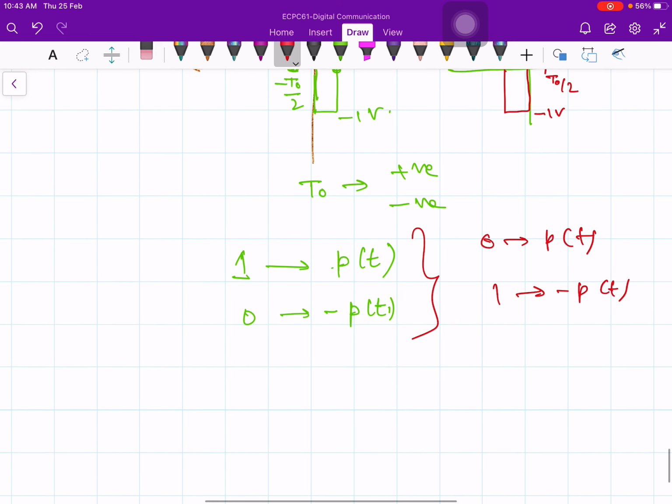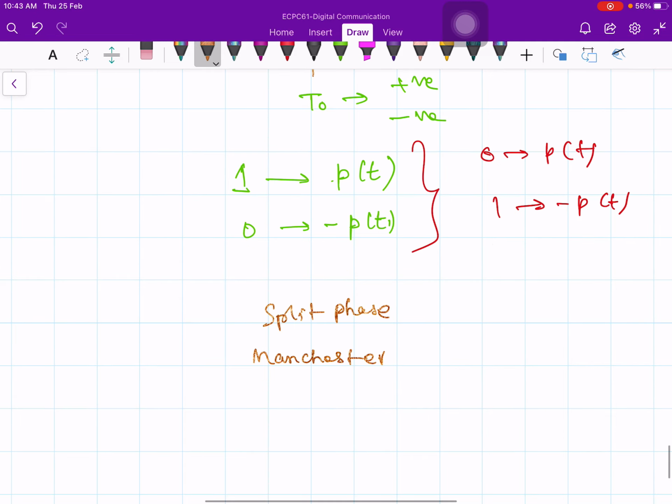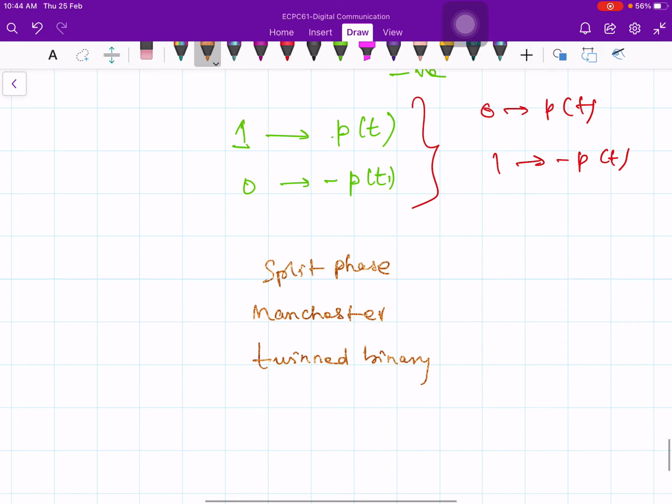Okay, and this Manchester coding is known by various names. It is called split phase, you can call it Manchester coding, or also twinned binary. There are various names for historical reasons. Okay, so that's what the Manchester coding does anyway.